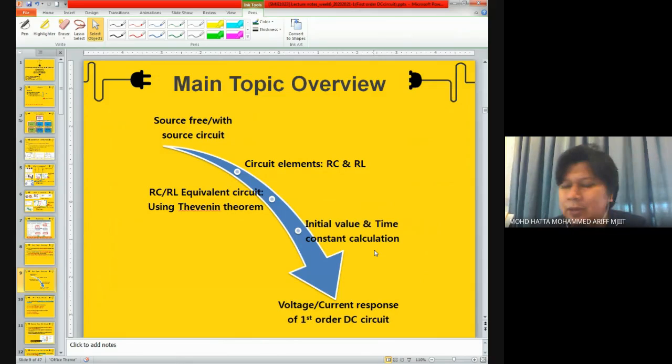Maybe sometimes the initial value is given in our question. However, in other questions, maybe you need to find the initial value of the voltage across the capacitor or the current flowing through the inductor, and the way we calculate the time constant. Later on, we try to come up with the voltage and current response equations of the DC circuit.